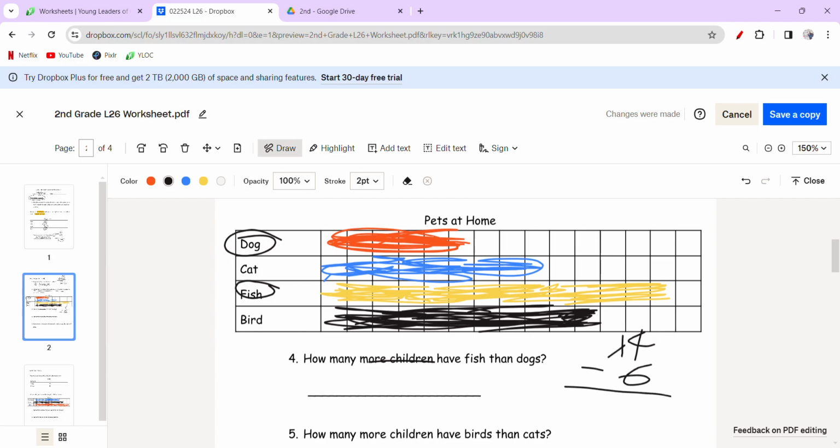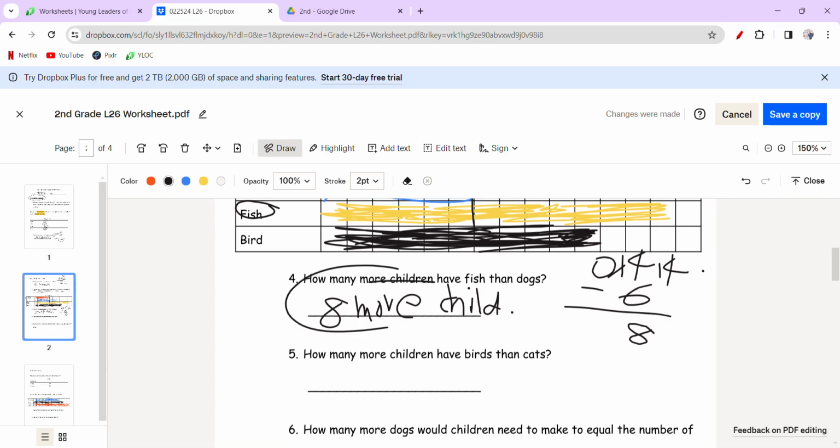So you would borrow from the 10, so this would be 0, and this would be 14. 14 minus 6 would be 8. And so 8 more children have fish than a dog. We can also check by counting the cubes right here. This is where the 6 ends, right? Then we count 1, 2, 3, 4, 5, 6, 7, 8. So you can double check your answer like that.